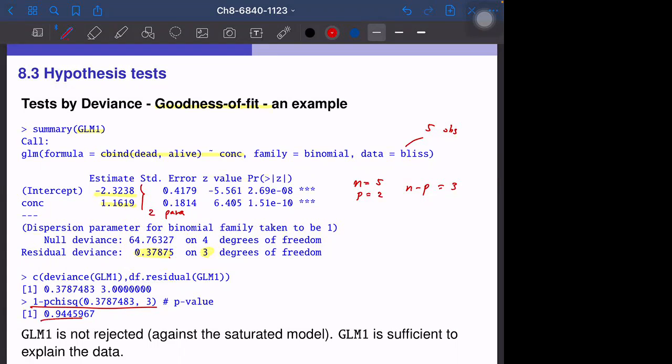So it's pretty large. So that means this model explains the sample proportion of dead pretty well. So the model is not rejected. So GLM1 is sufficient to explain the data.